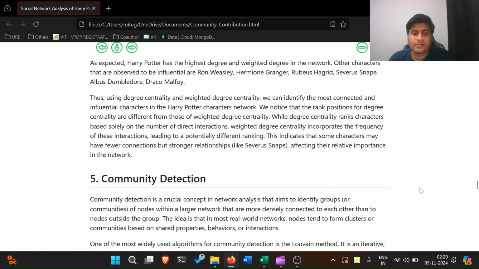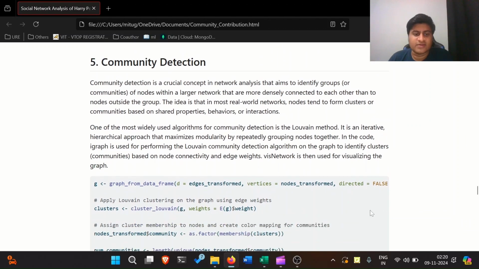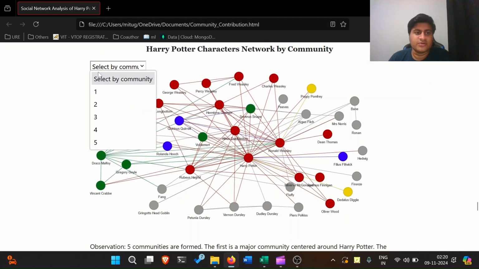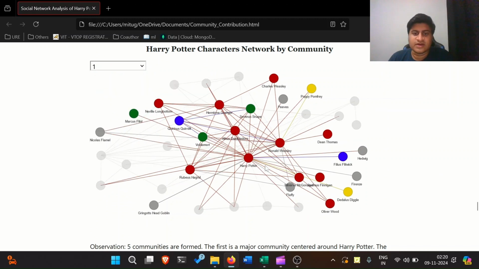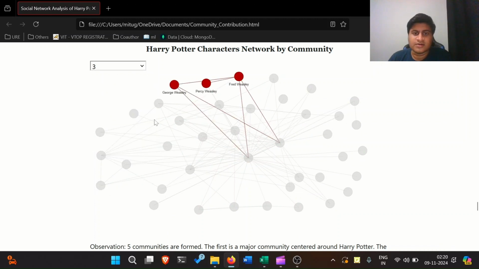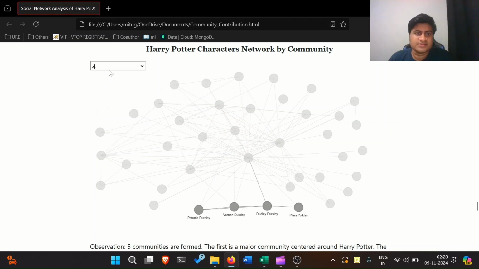We can even perform community detection, which is quite interesting since we use Louvain clustering in igraph to find the nodes that are more densely connected to each other due to shared properties or frequent interactions. In this scenario, we have 5 communities in this network. The first one is majorly centered around Harry Potter. The second revolves around a group of Slytherin friends. The third consists of 3 of the Weasley brothers. The fourth is mainly the Muggles. And the fifth one is a couple of centers.